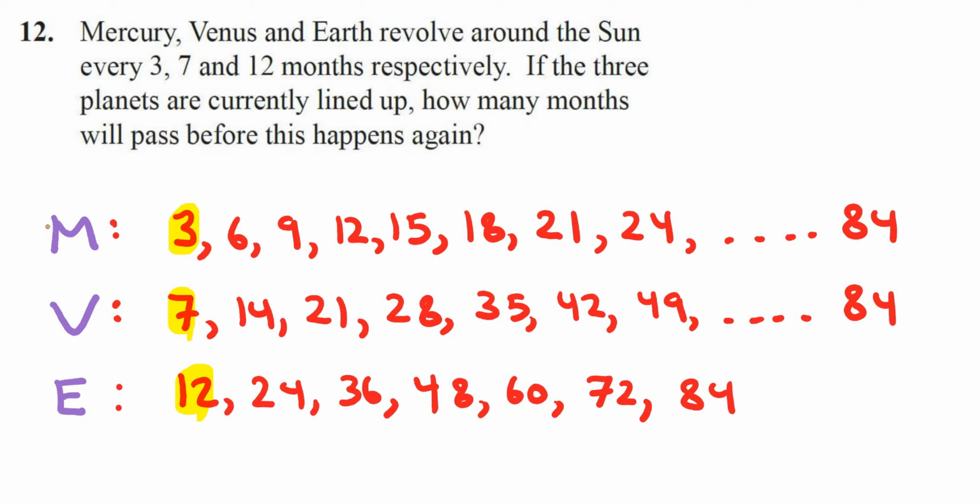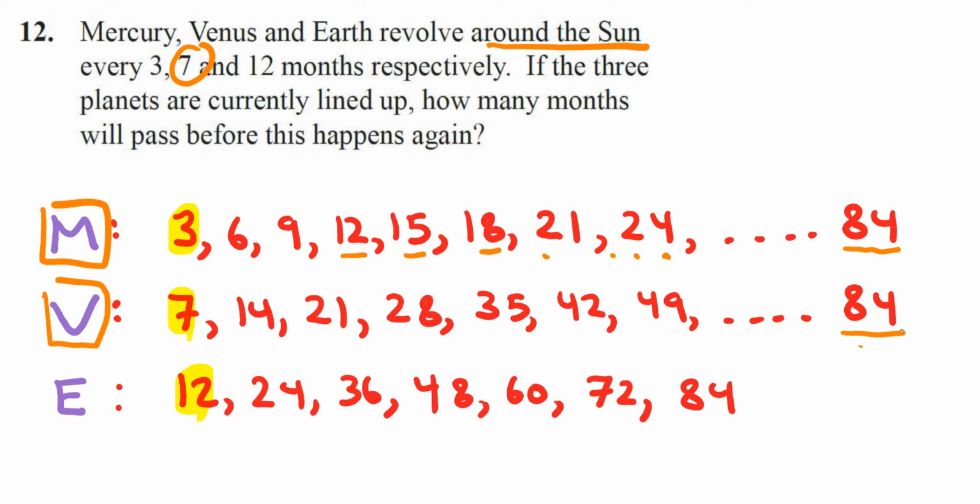Okay, so if I take a look at Mercury, it rotates around the Sun every 3 months. So if I write out the multiples of 3, I get 3, 6, 9, 12, 15, 18, and I keep on going until I get to 84. And the reason why I stop at 84 is because if I look at Venus, Venus is rotating around the Sun every 7 months. So the multiples of 7 are 7, 14, 21, 28, 35, and I keep on going, and eventually I get to 84, which is the common one there.